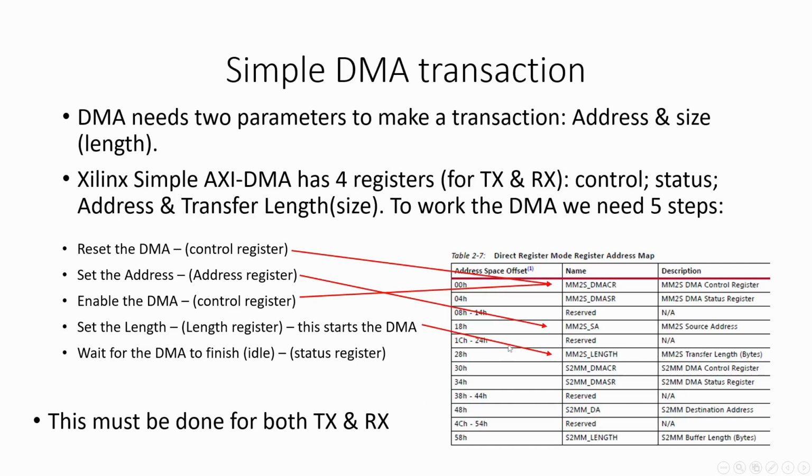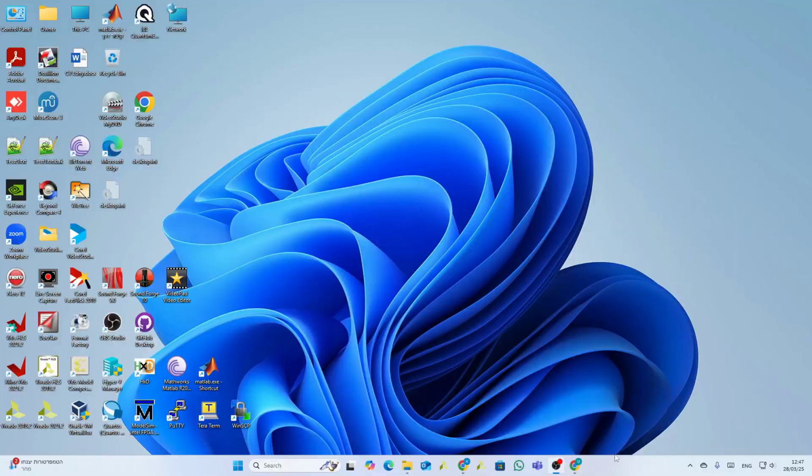The TX will start working, and then we can poll the status register to see when the DMA finishes its work. This is done for both TX and RX, and this will be the transaction. And after we finish the transaction, we need to close the memory spaces that we used, both for the memory spaces and for the register memory space.